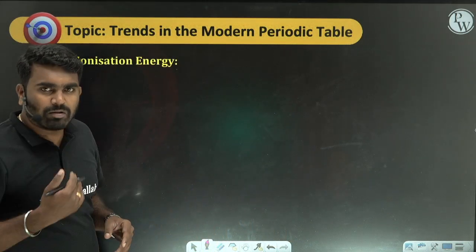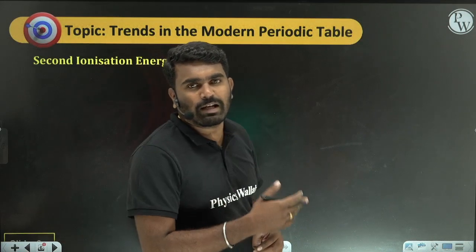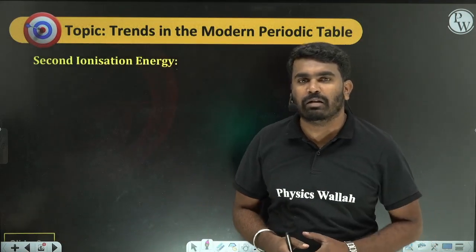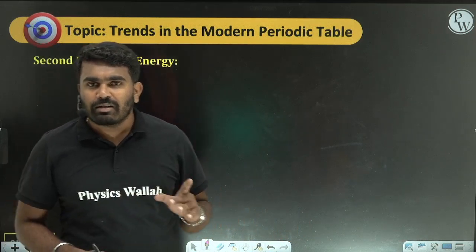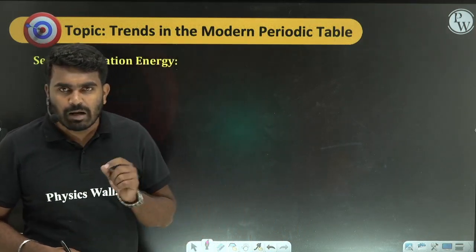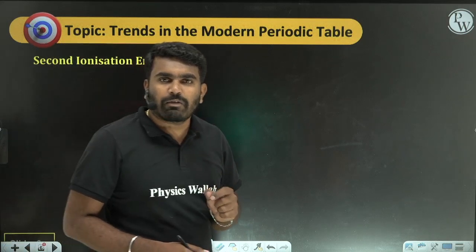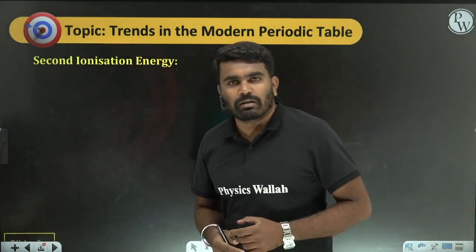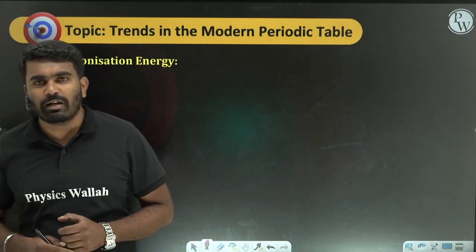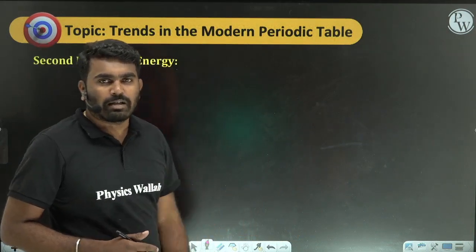Okay, the amount of energy required to remove an electron from unipositive ion, okay, is known as what beta, second ionization energy. Enta dekkada the amount of energy required to remove an electron from the unipositive ion, enti beta, unipositive ion is known as what, second ionization energy.